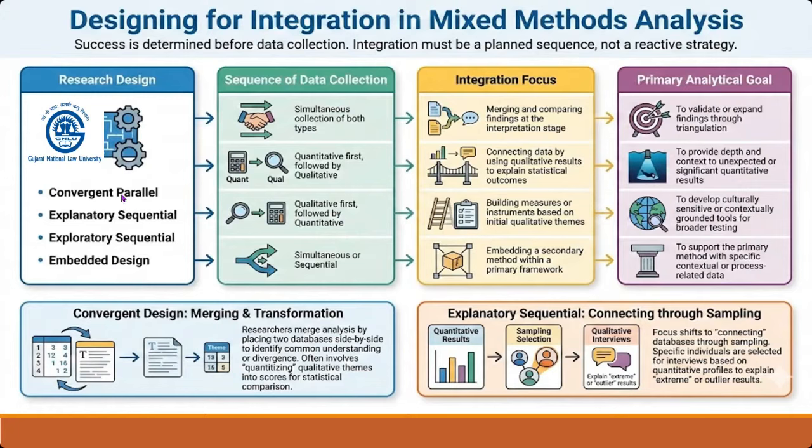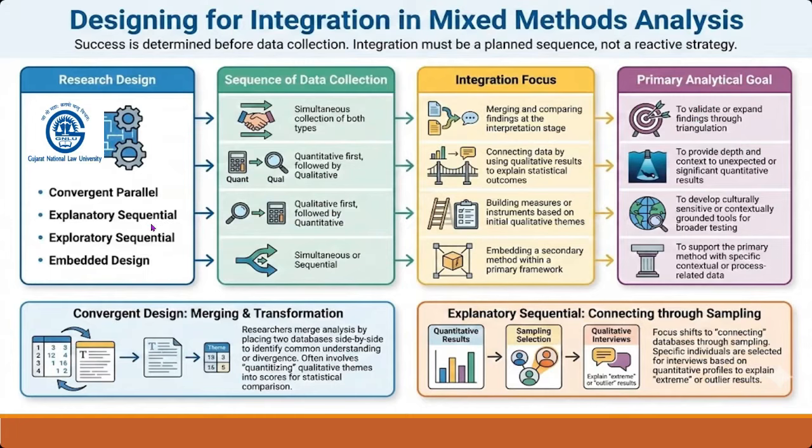Now, when it comes to the concurrent method, what is the purpose of it? If you are going to choose the convergent or concurrent method, simultaneously you'll collect both quantitative and qualitative data. And you are going to merge both quantitative and qualitative at the interpretation stage, right? So the main purpose is to validate or expand findings through triangulation. So if your purpose is to validate and expand your findings, you'll go with the concurrent or convergent mixed method design.